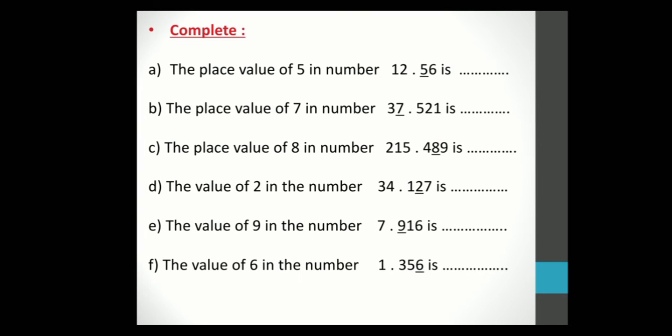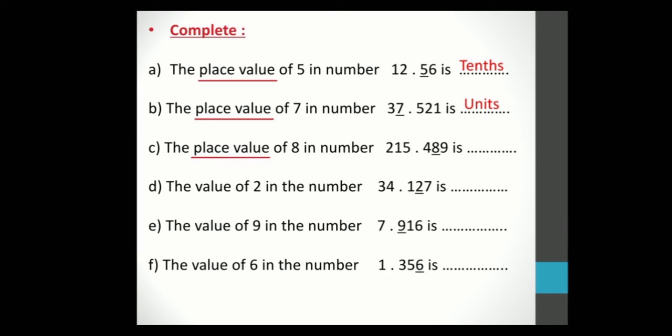Letter A. He asked about the place value of 5 in the number 12.56. Yes, 5 is in the first place after the point. So the first place after the point is called tenths. Second one, he asked about the place value of the number 7 in the number 37.521. 7 is the number just before the decimal point, so 7 is in the place of unit.